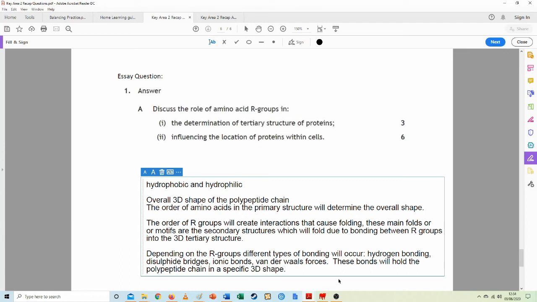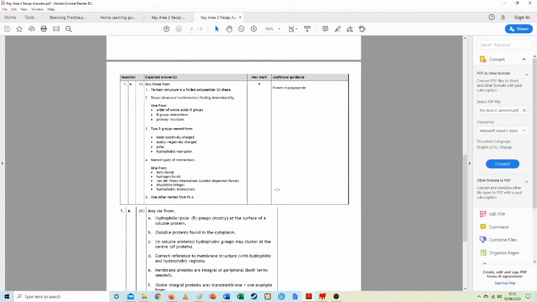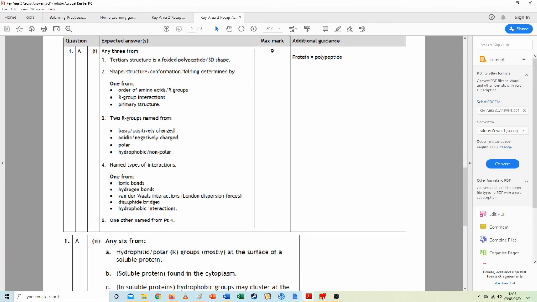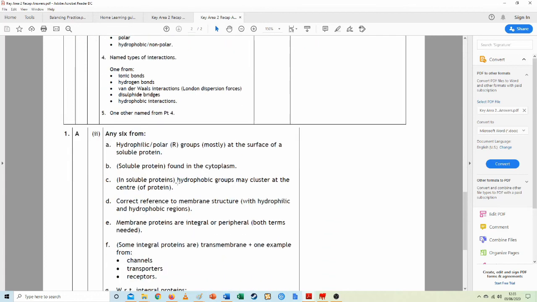Right. In essence, what I have said there is my answer to that question. So, hydrophobic and hydrophilic, I haven't really spoken too much about that, but I've given the hydrogen bonding, the disulfide, but we'll see. I've given the definition of that tertiary structure. I've spoken about how the order of the R groups is important. So, if we check, this is our bit. It says max marks 9. It's only 3 for section 1 and it's 6 for section 2.